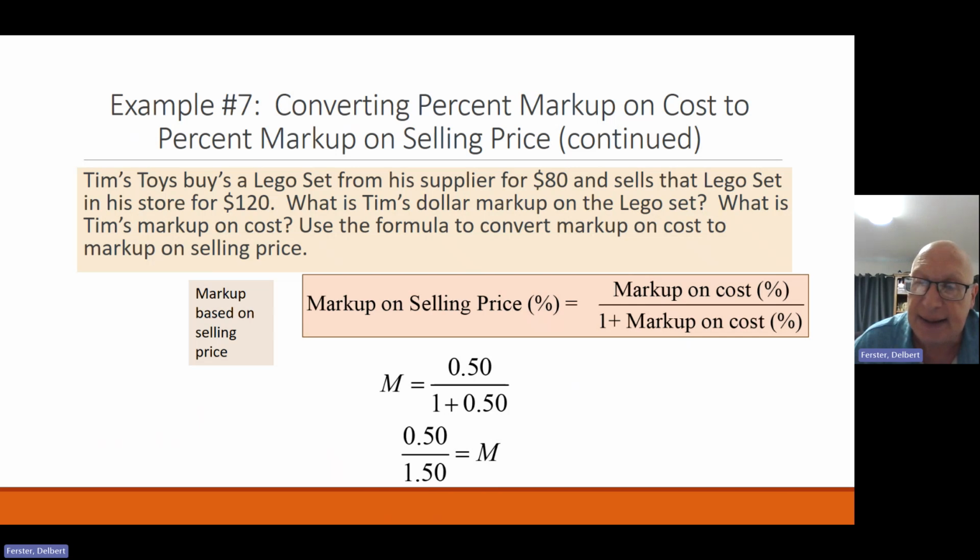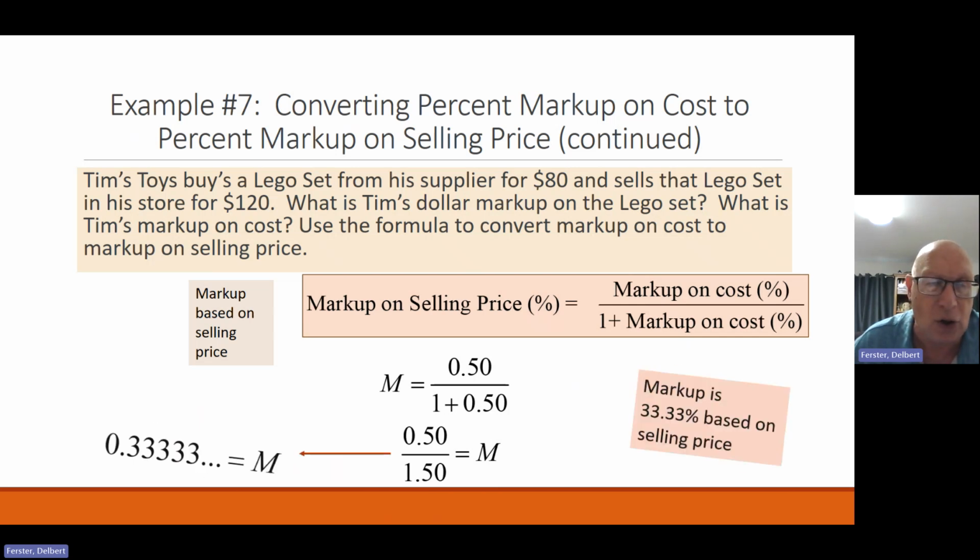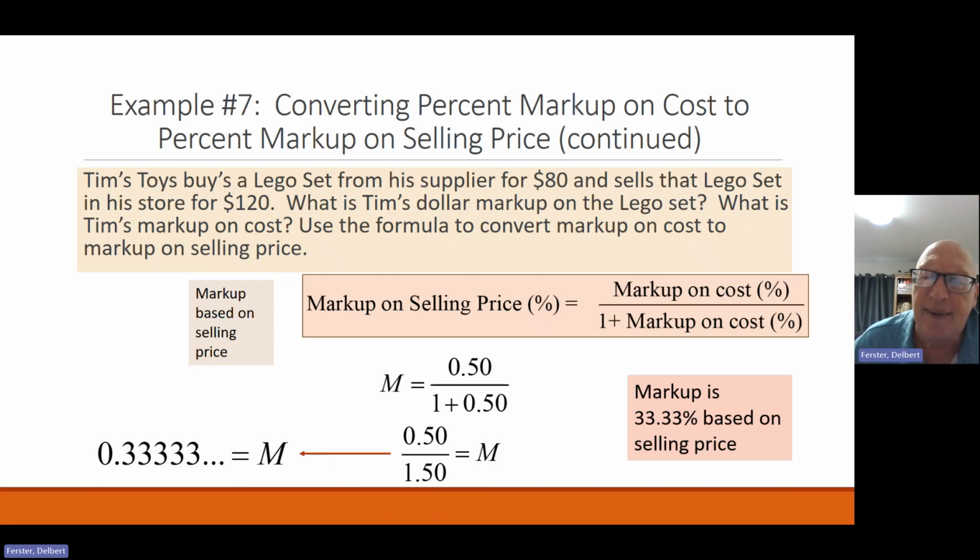Yes, you guessed it. That gets us to 0.50 over 1.50. You and your calculator can crunch it, and again, it's not a clean divide. You've got a 3 repeating. We'll call it 33.33%, or 33 and a third if you want to be exact.